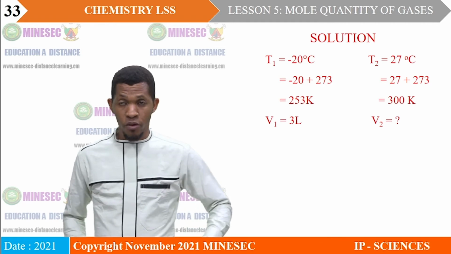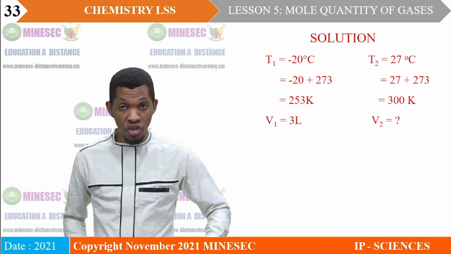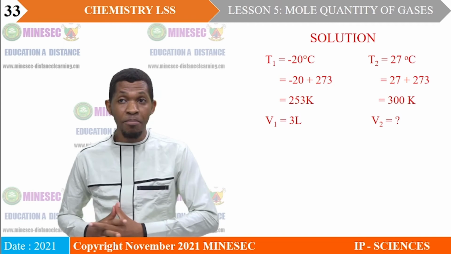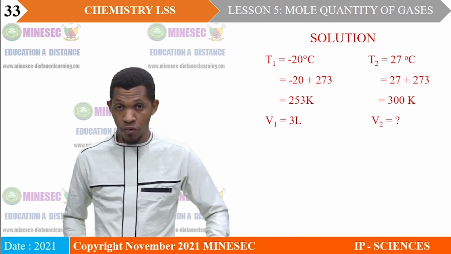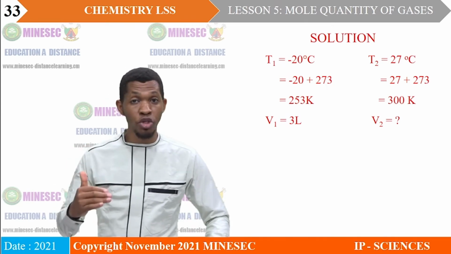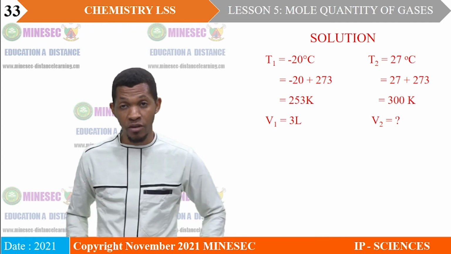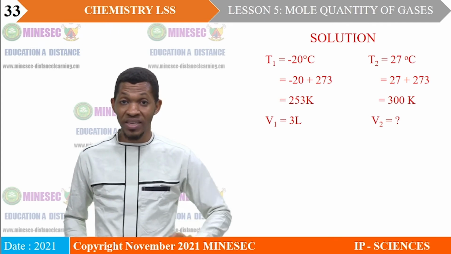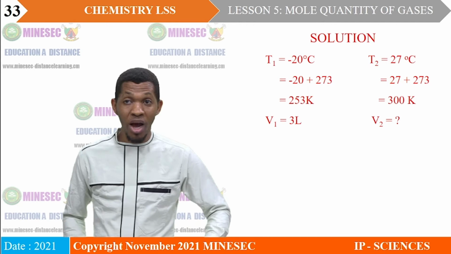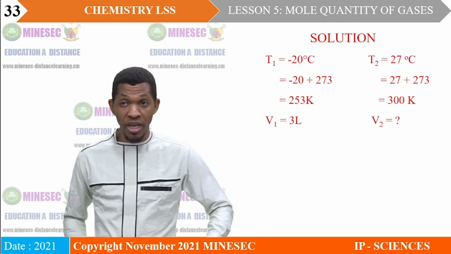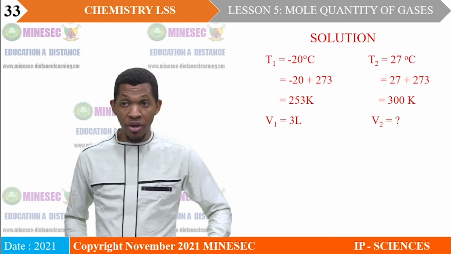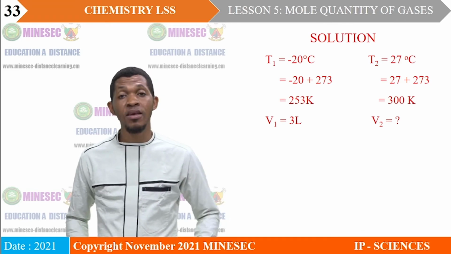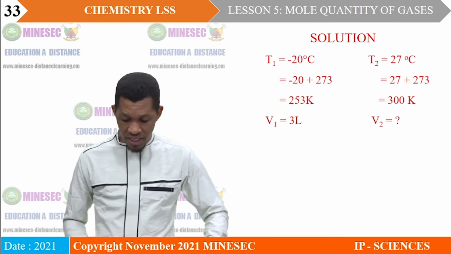Now, the initial temperature is negative 20 degrees Celsius and the final temperature is 27 degrees Celsius. So if you want to convert both temperatures to corresponding temperatures in Kelvin, I'm going to add 273 to that. And so T1 will become 253 Kelvin and T2 will be 300 Kelvin. The initial volume V1 is 3 liters and the final volume is what we are calculating in the question.